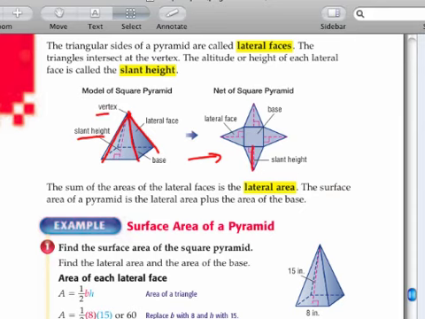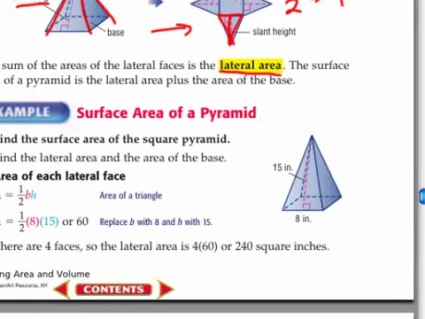If we want to figure out the area of these triangles, that is known as the lateral area. The sum of all of those areas is the lateral area. We simply are finding the area of each triangle that we have. And remember that the area of a triangle is 1/2 the length of the base times the height. All right, so let's take a look at an example.